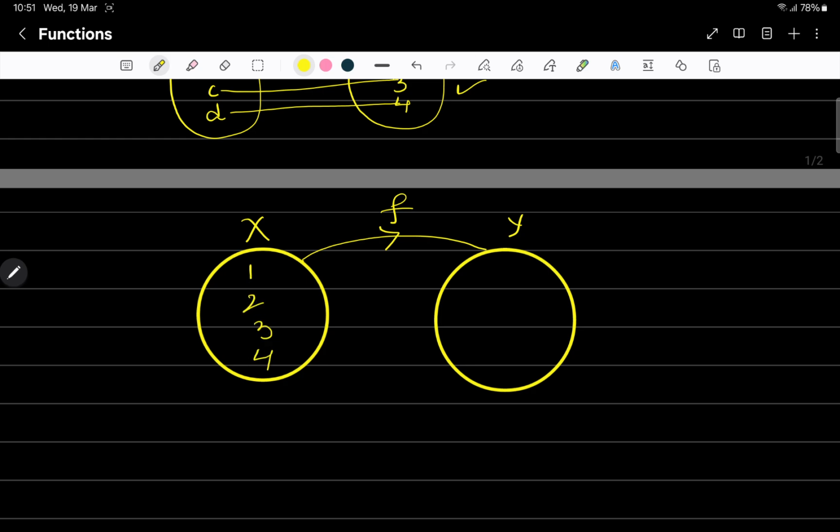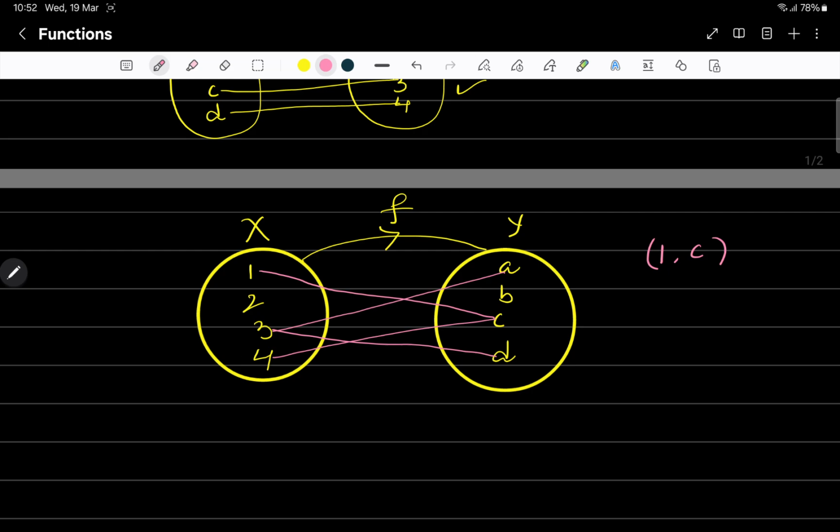See, I am taking here two groups. X is 1, 2, 3, 4 and Y is A, B, C, D. Now, if 1 having a relation with C, 3 having a relation with A, 3 having a relation with D, and 4 having a relation with C. See here. Now, 1 having relation with how many letters? Only 1. 1 having only relation with C.